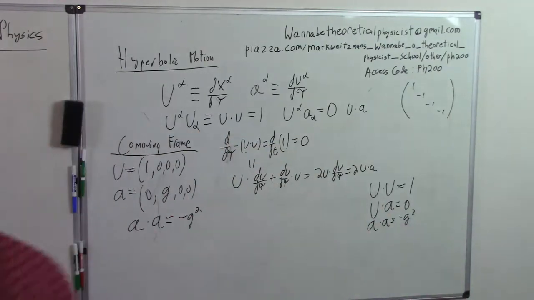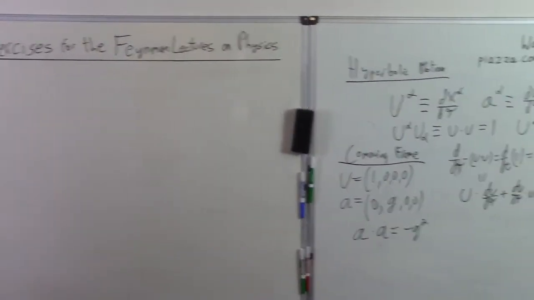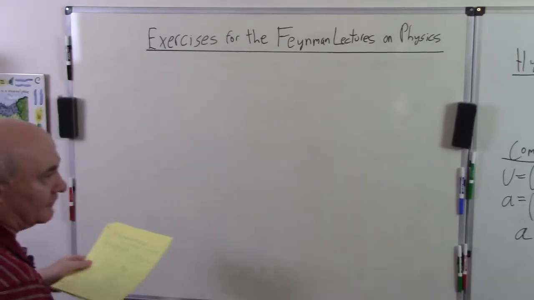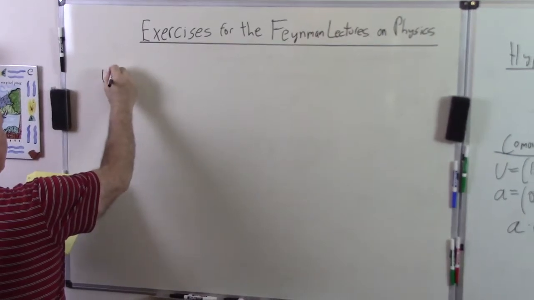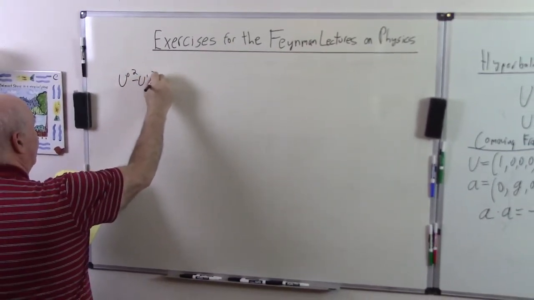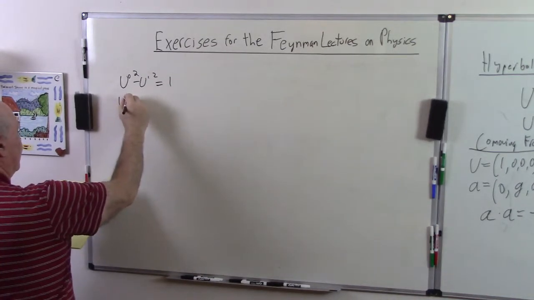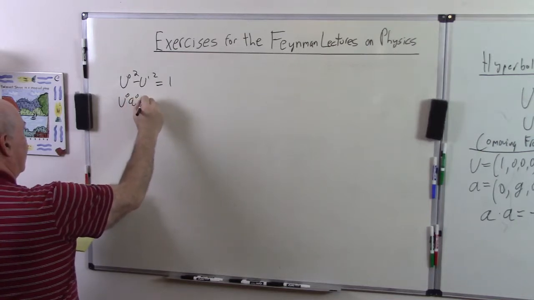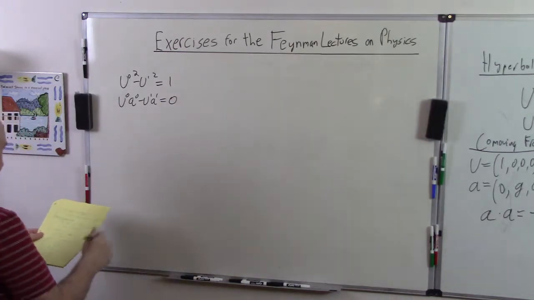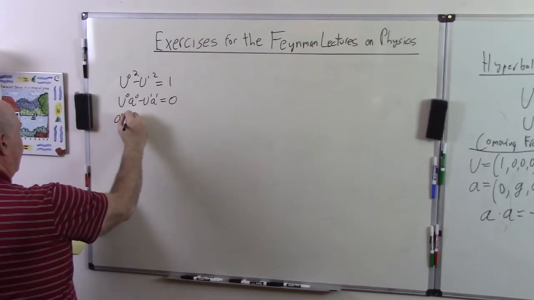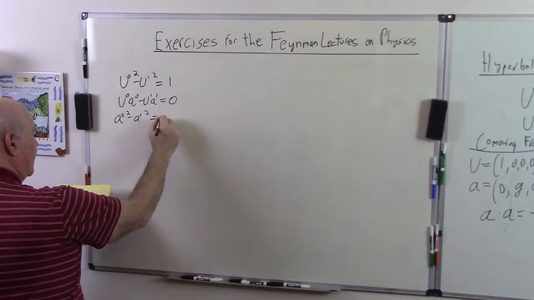So let me go over here. I'll start writing components. I have u0 squared minus u1 squared equal 1. That was the first equation. Then u0 a0 minus u1 a1 equals 0. That's the second equation. And then a0 squared minus a1 squared equals minus g squared.